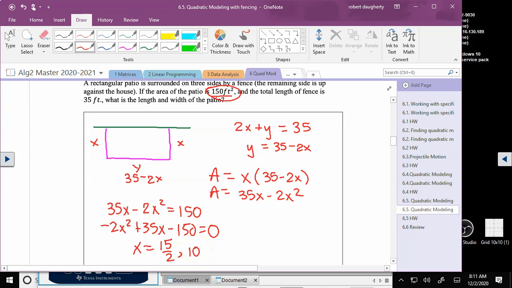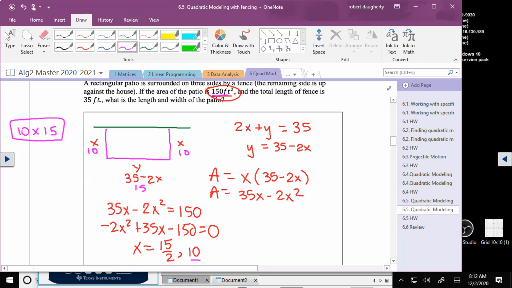So what does this mean, okay? What is the length and width of this patio? So let's start with x equal to 10. If x were equal to 10, this would be 10, 10, and then this side would be 35 minus 2 times 10, 35 minus 20, which is 15. So this could be a 10 by 15 patio. That works because that gives me 150 square feet.